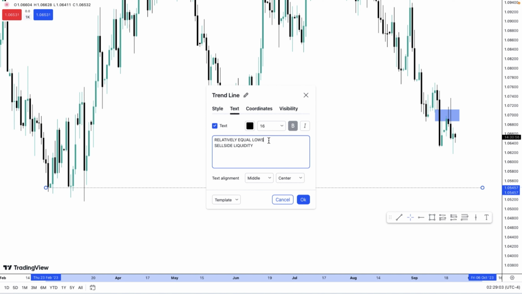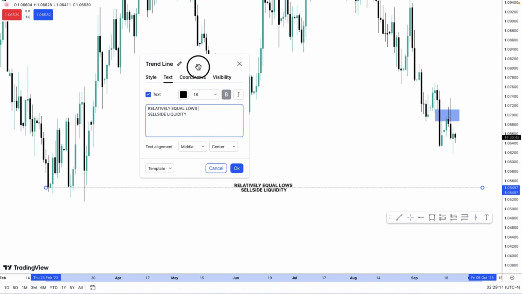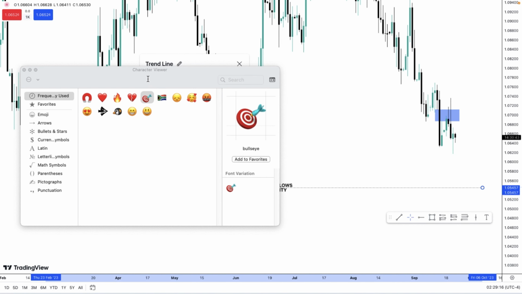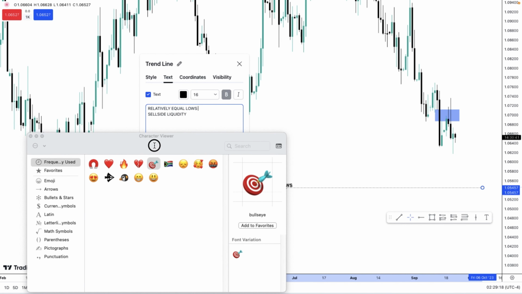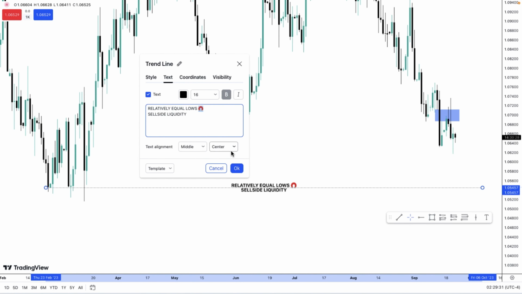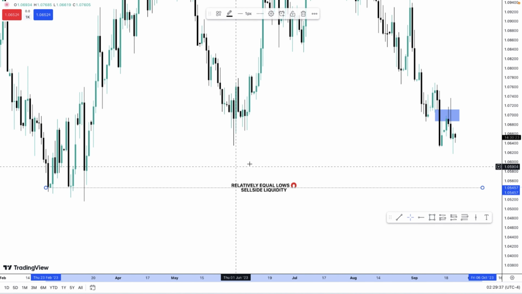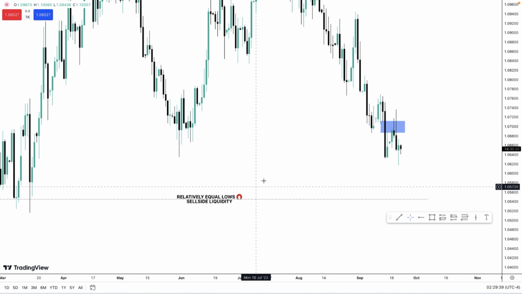So relatively equal lows, I'm going to use this emoji to emphasize my point about the relatively equal lows. Yesterday I told you that you should always trade against relatively equal lows. Not only that, but you should also know that relatively equal lows are a magnet in price. In other words, they attract price. Price will always trade to equal lows or equal highs. So as you can see, I'm using the emoji there to emphasize my point.